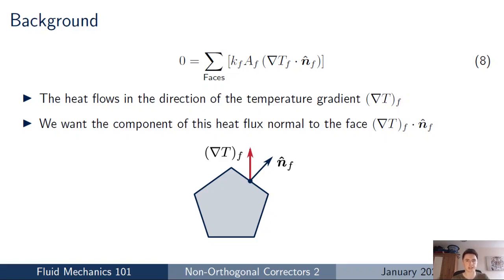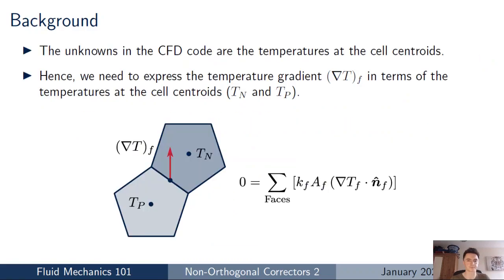So the key point here is to realize that the unit normal vector and the direction of the temperature gradient are not necessarily in the same direction. And that's the reason we need the dot product in there: the heat will always flow in the direction of the temperature gradient, but we want the component of this heat that's flowing out of the cell normal to the face, which is why we take the dot product. And then of course we multiply by the area of the face and the thermal conductivity to give us the heat flux. So it's worth bearing that in mind as we go through the slides. That's why we have the dot product there between the temperature gradient and the unit normal vector.